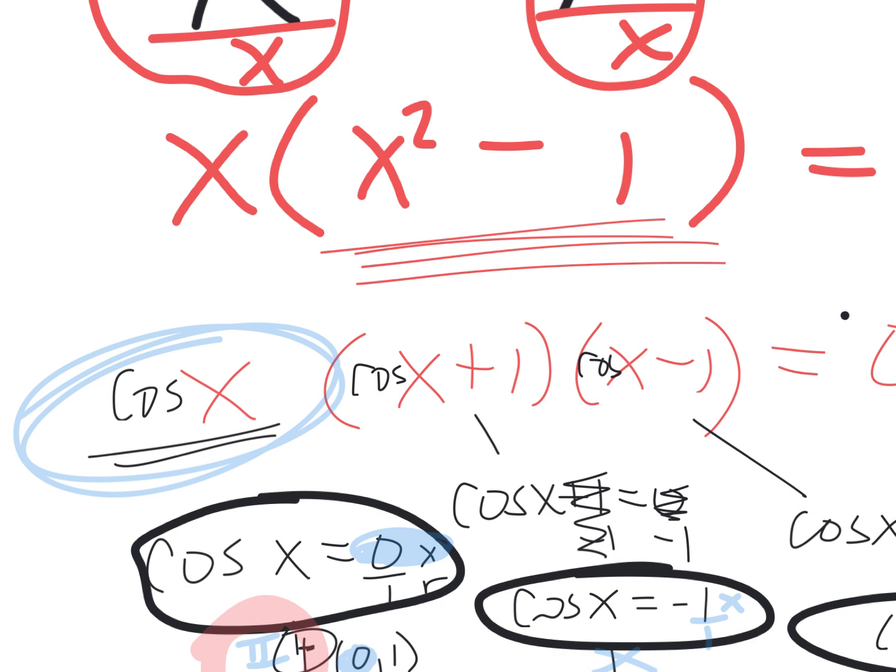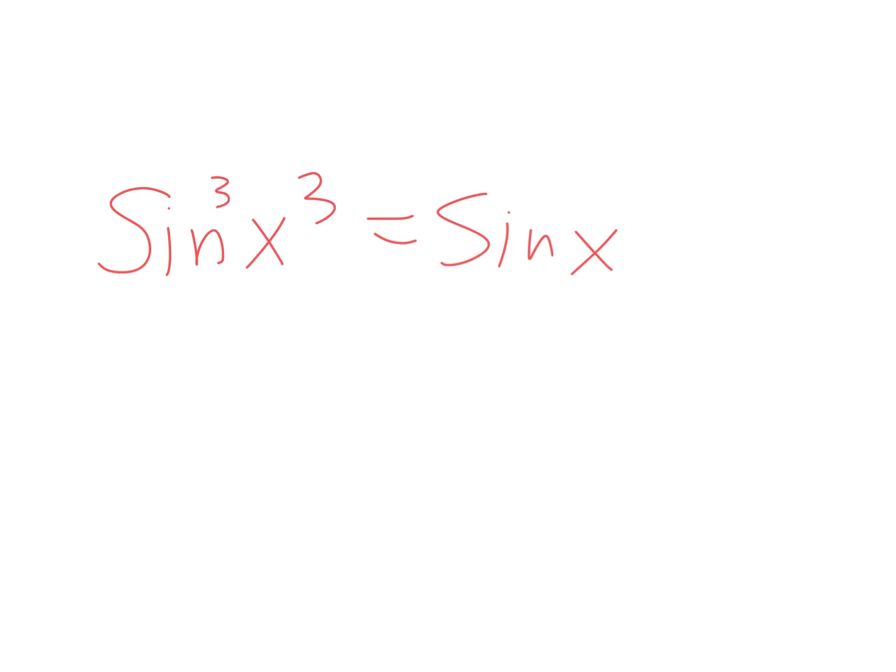Anyway. All right, let me try one more weird factoring one. That's a lot like what we just did. All I want you to do this time is factor it. Sine of x to the third equals sine of x. Sorry, the 3 should be here. My bad. Sine cubed equals sine.